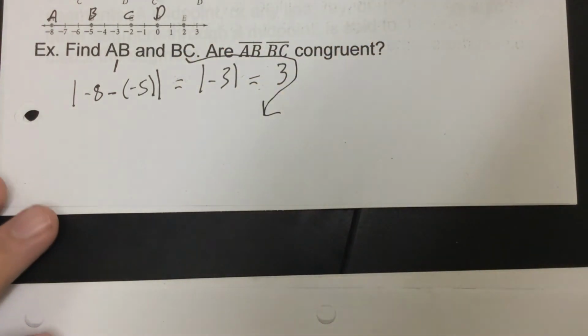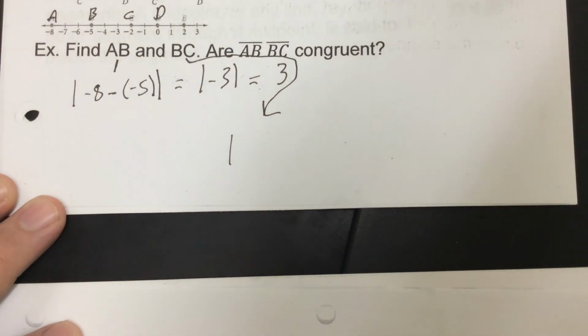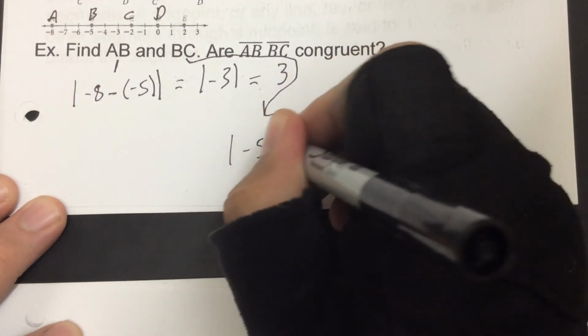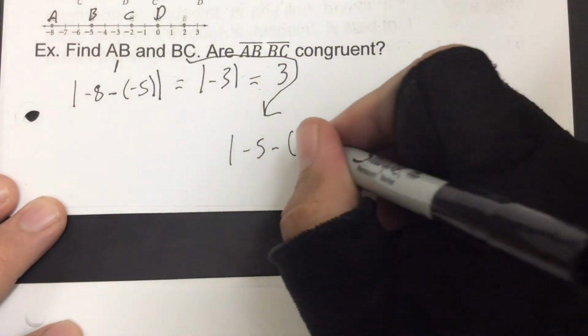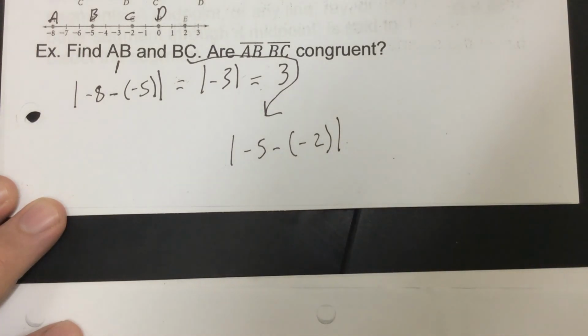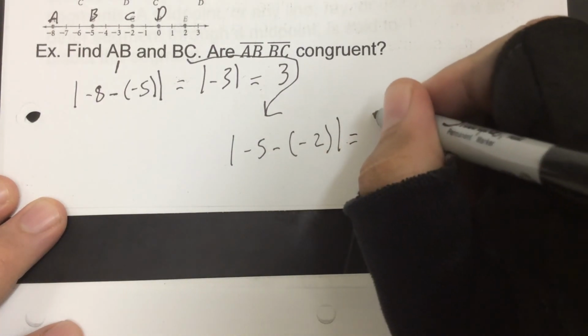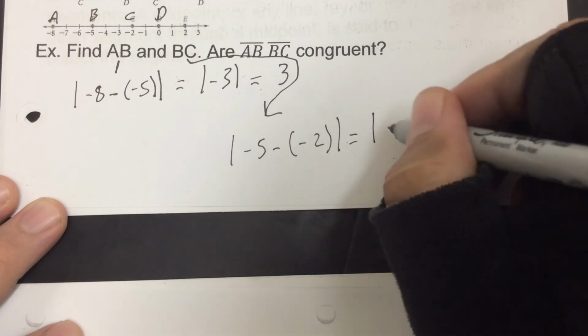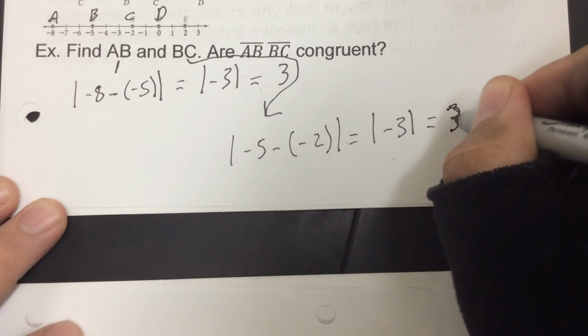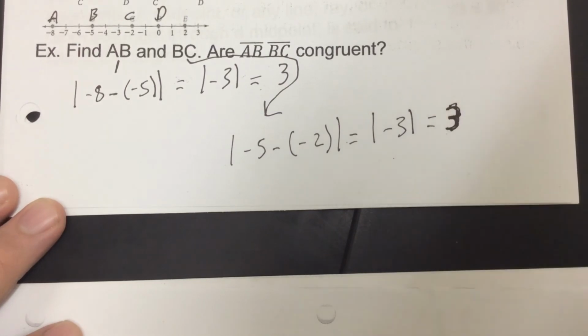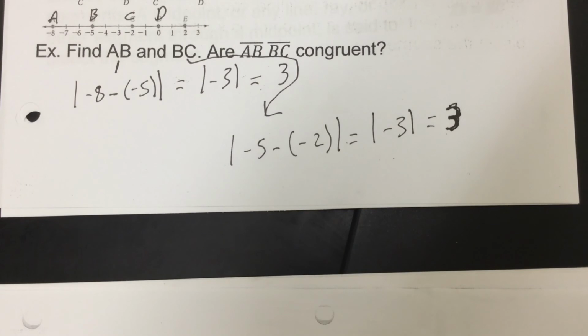Now if we look at BC, B, again, we know is at -5. Where is C at? -2. So -5 minus -2 is -3. And the absolute value of -3 is 3. So will they be congruent? Yeah. They have the same measure, so the segments would be congruent.